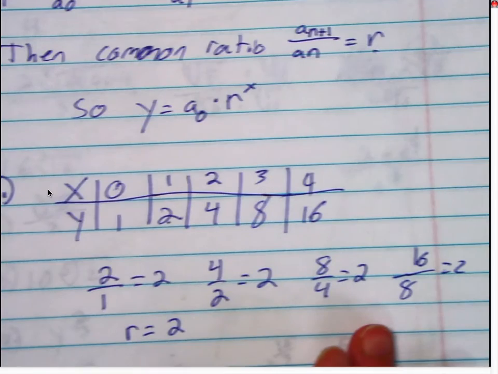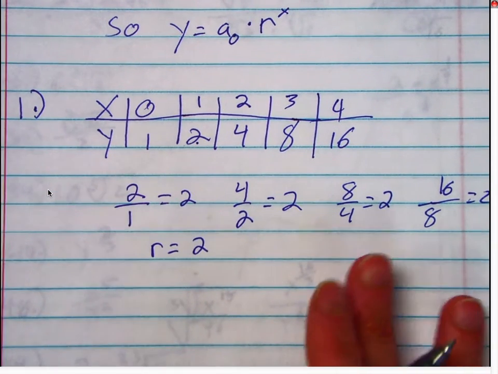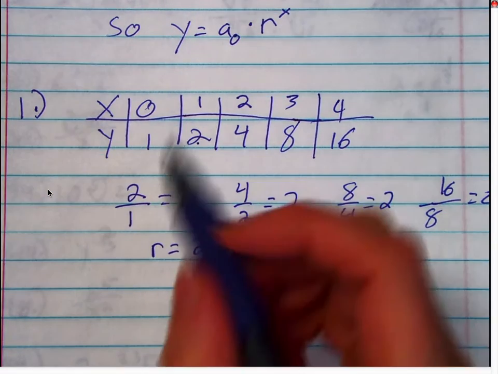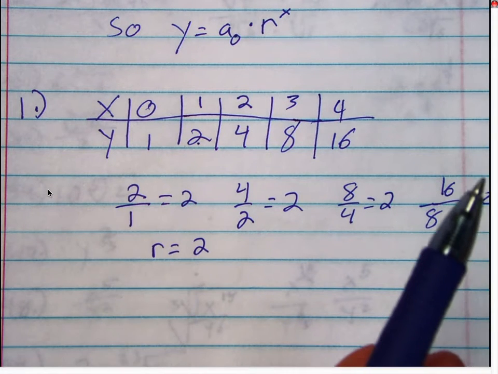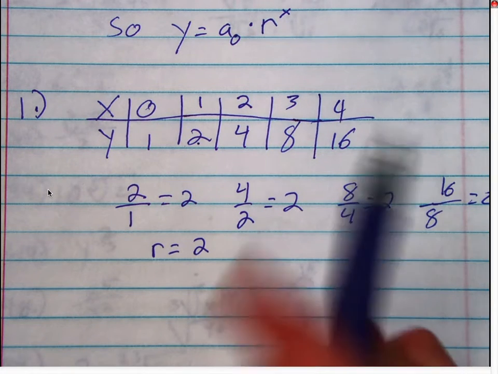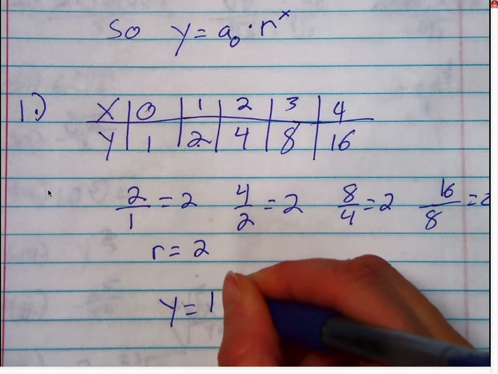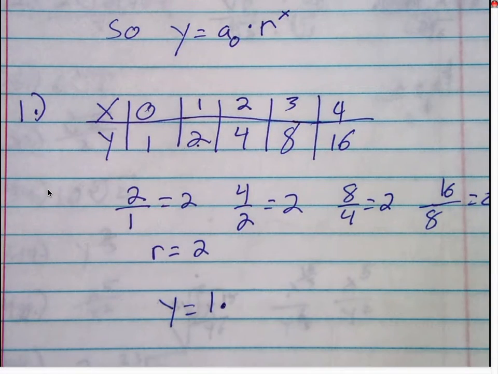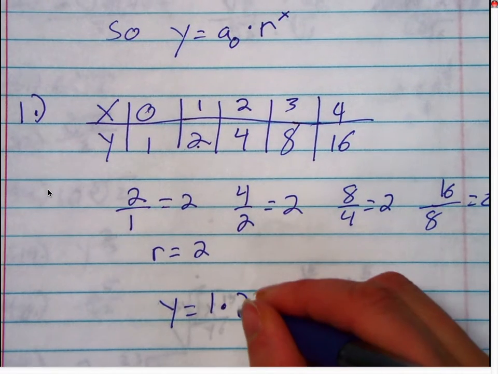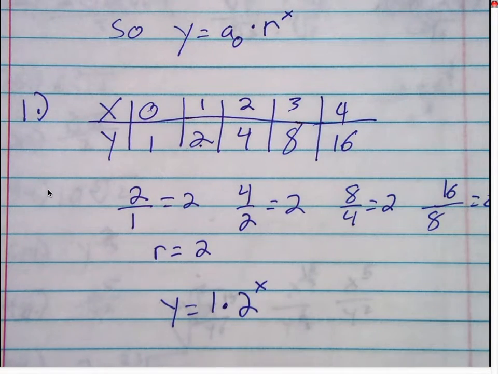Do I know what a sub 0 is? When x is 0, do I know the y? Yeah. What is it? So y equals 1 times, what's r? 2 to the x. That's it.